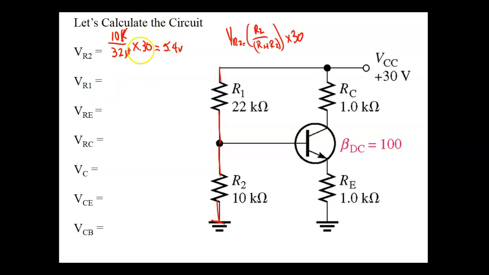So what would be our VRC? According to Kirchhoff's law, the sum of the voltage drops has to equal the applied voltage. So I'd say 30 minus 9.4. That. I missed what did it say? 20.6.